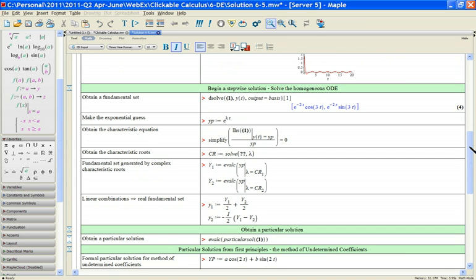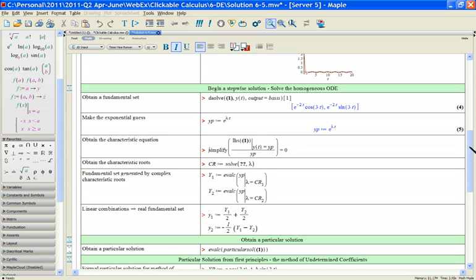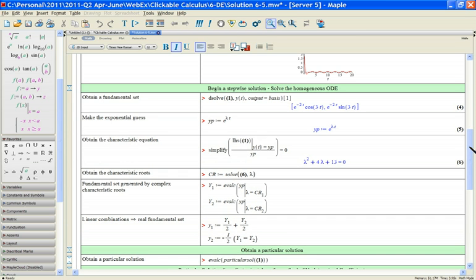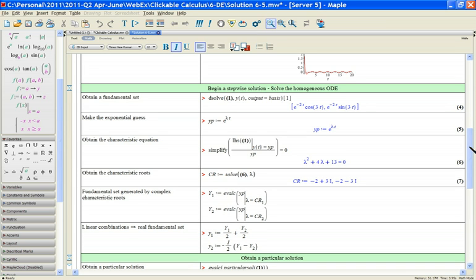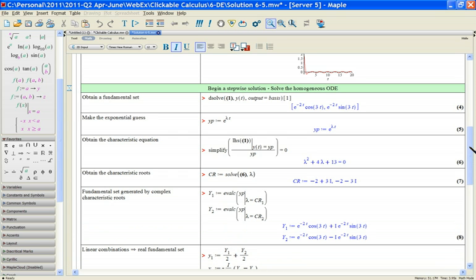So here's the differential equation's fundamental set. Maple can provide that by simply asking for it. And then you ask, well, where did that come from? Well, you make the exponential guess, which means you take e to the lambda t, you plug that into the homogeneous equation, divide out the e to the lambda t, and you have the characteristic equation. You solve the characteristic equation for the characteristic roots, and you place the characteristic roots up into the exponential where lambda was, and now you have two complex solutions.